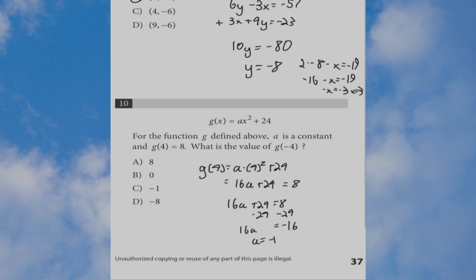But that's not what we're solving for here. Don't get confused and put in a. What we're solving for is the value of g at negative 4. So for this, we plug in negative 4 for x. So that would be negative 1 times negative 4 squared plus 24, which is negative 1 times 16. Negative 4 squared is the same thing as 4 squared, which is 16, plus 24. So we have negative 16 plus 24, and thus the answer is 8, the same answer as g(4). And that would be A.